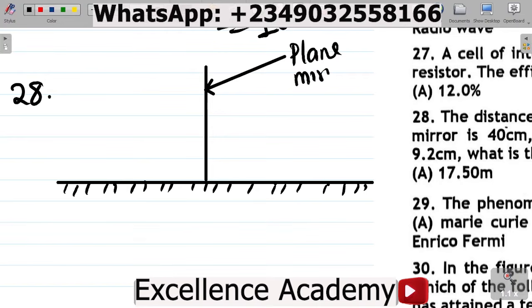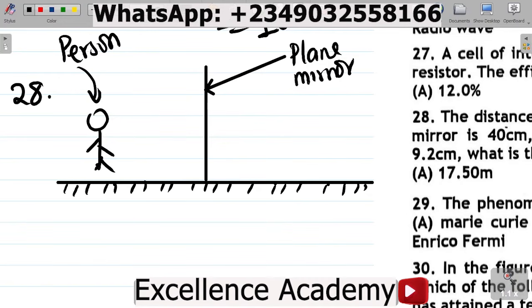Plane mirror. If a person comes here and stands this way, right? A person, let's call this a person here. If a person stands in front of a mirror, from this point to this point here, let's call this distance A. The person's image, let's call it this here.